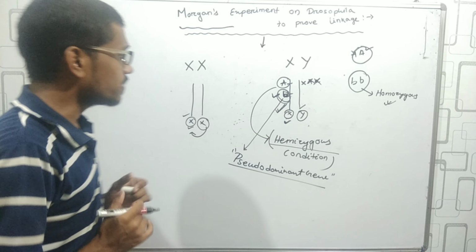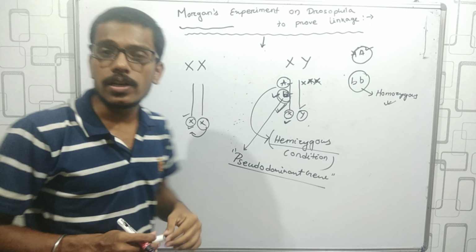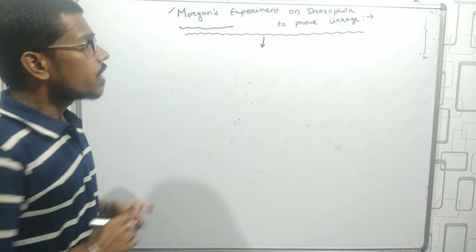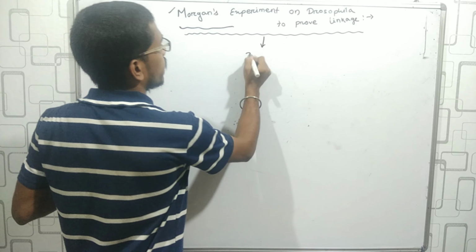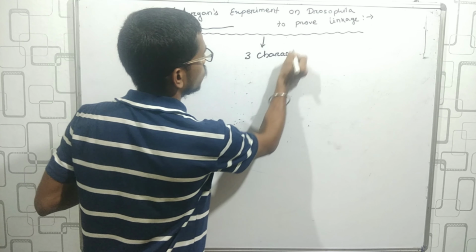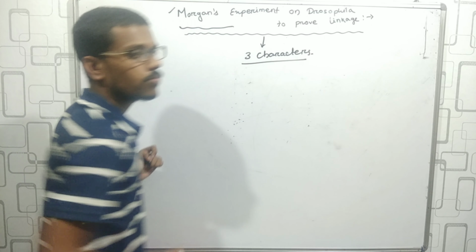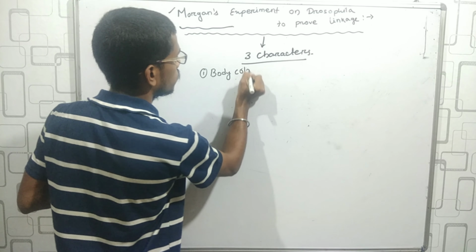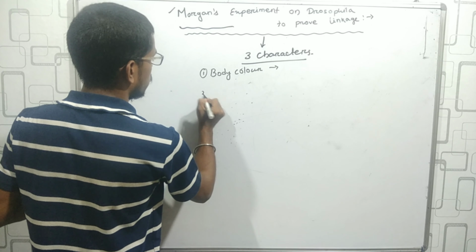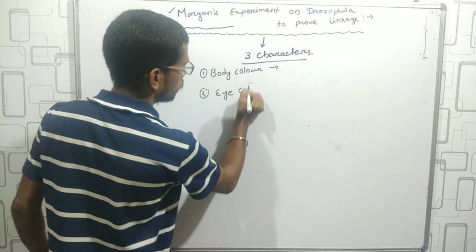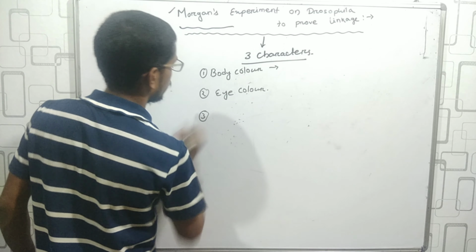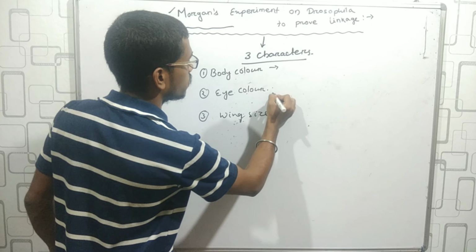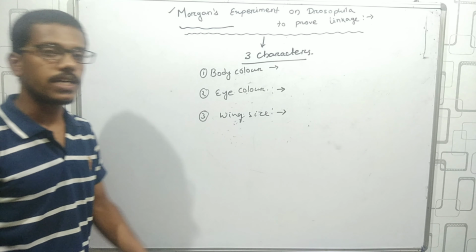Okay, let's go to the experiment that was done by Morgan. Morgan chose three different characters. What are these characters? One is the body color, another is the eye color, and another is the wing size. So these are the three different characters taken by Morgan.